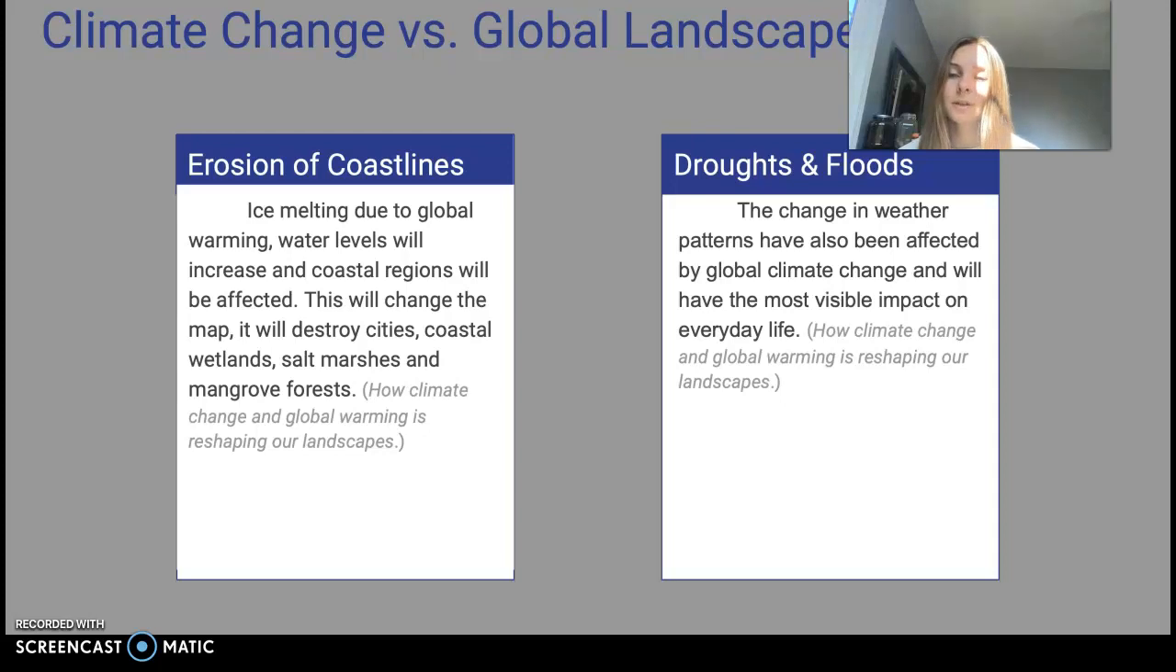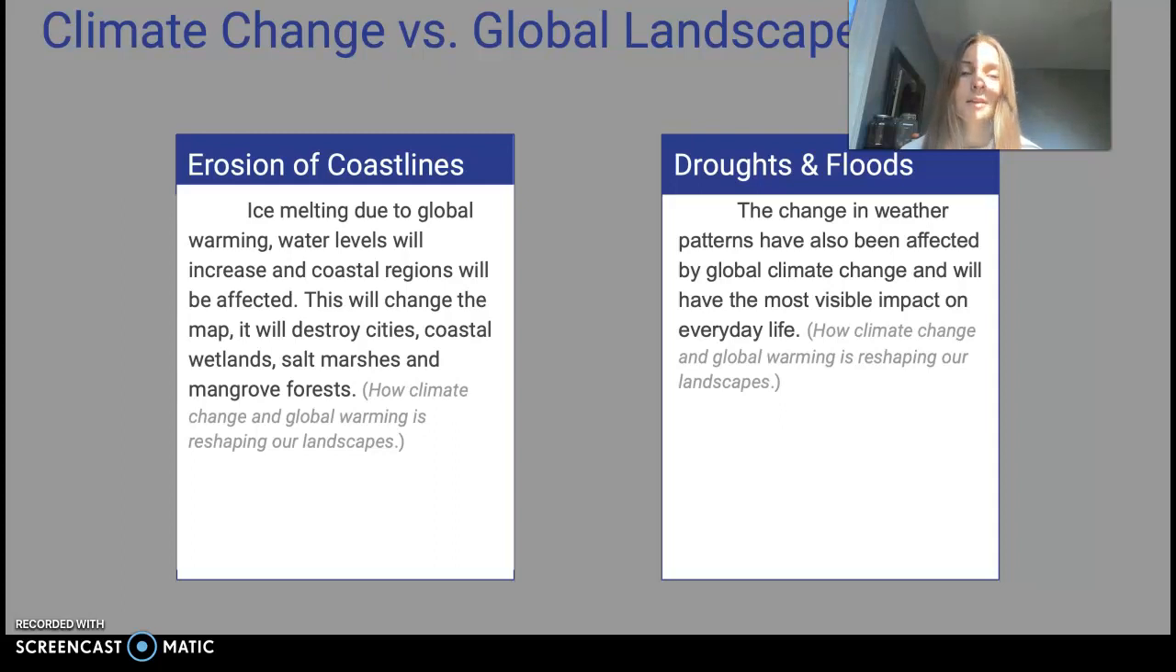For the erosion of coastlines, climate change has caused major ice melting. Water levels will increase and coastal regions will be affected. This will change the map. It will destroy cities, coastal wetlands, salt marshes, and mangrove forests. It will impact almost every ecosystem along the coastline, as well as every continent's coastline.